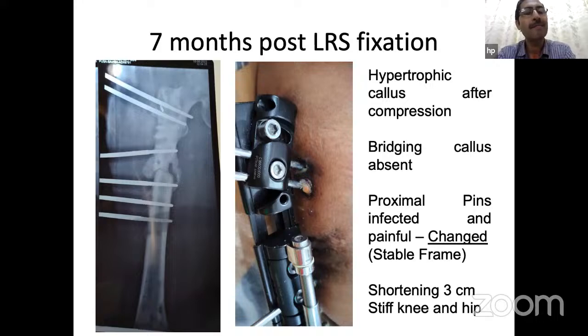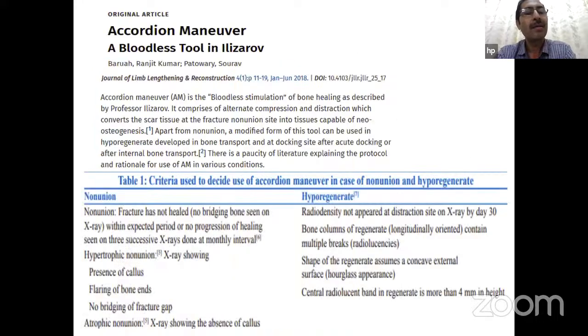Next slide, please. Since there was a lack of bridging callus and the proximal and distal fragments had a lot of callus, we started the accordion principle and alternate distraction and compression was started. Next slide, please.